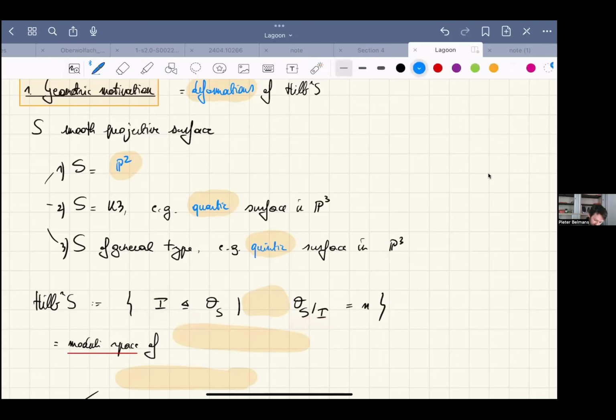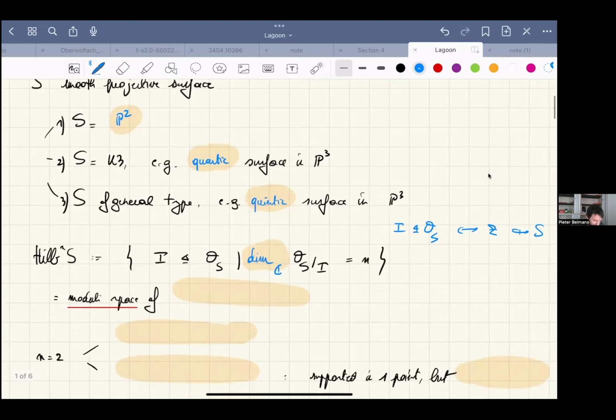So this ideal sheaf I in O_S corresponds to a certain Z, which is a closed subscheme of our surface, and we can say certain things about closed subschemes. What we want is that the dimension of this closed subscheme is 0, and that the dimension of its structure sheaf as a vector space is equal to n. So we will see an example of this in a second. And so the Hilbert scheme of n points is the moduli space of length n subschemes.